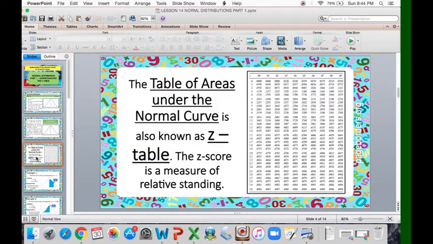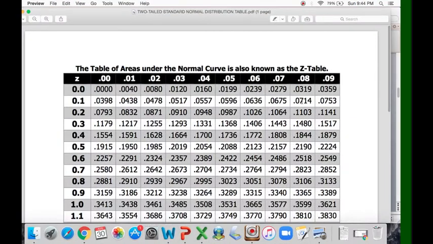Now, let's have this one. The table of areas under the normal curve is also known as the Z table. The Z-score is a measure of relative standing. Now, in this portion of our topic, which is normal distribution, we have 4 parts of discussion and we will use this Z table. I am recommending you to download the two-tailed standard normal distribution table.